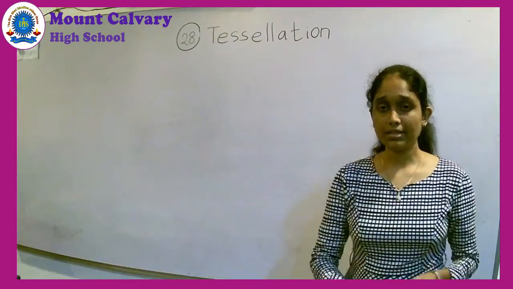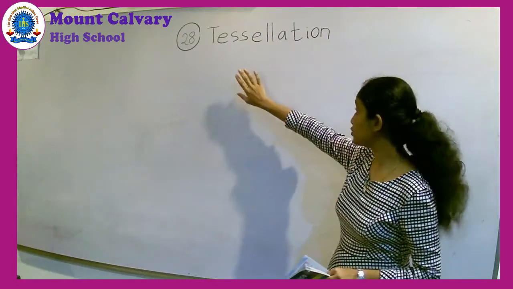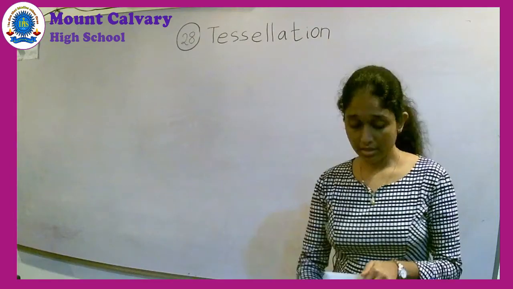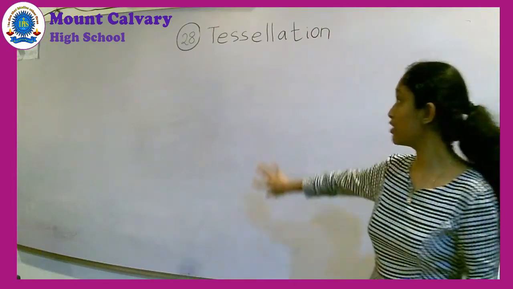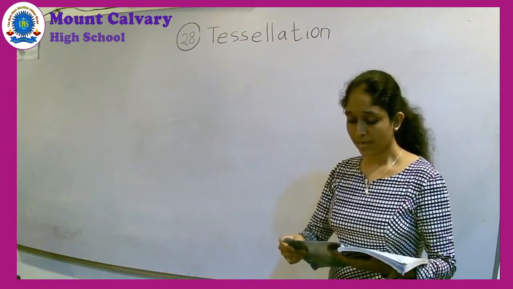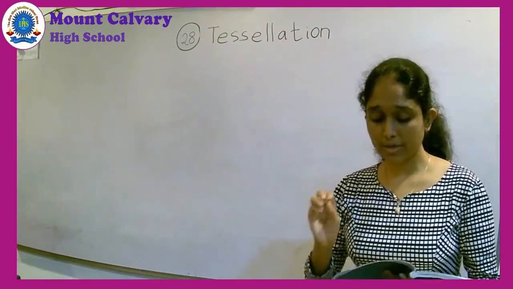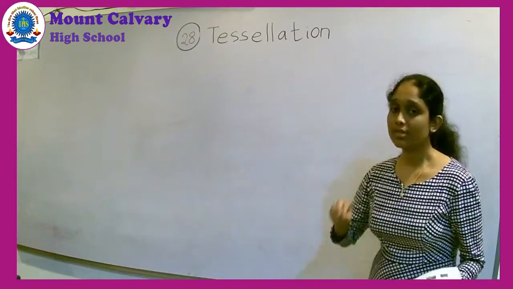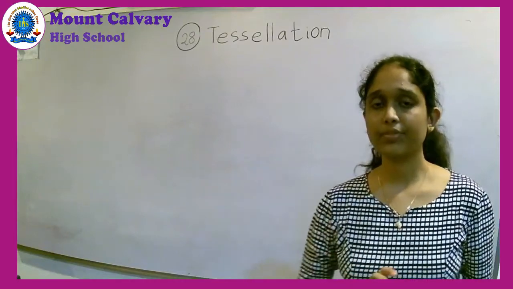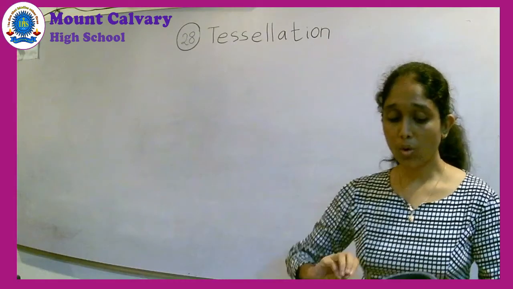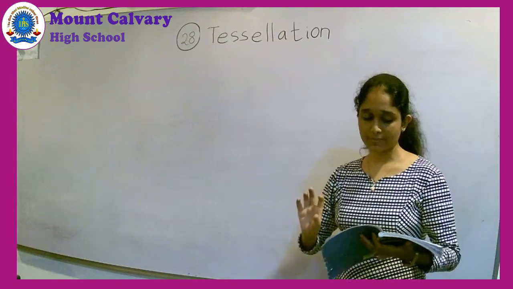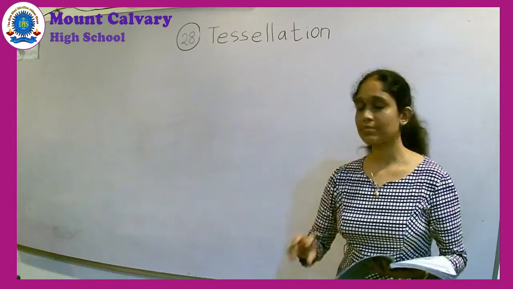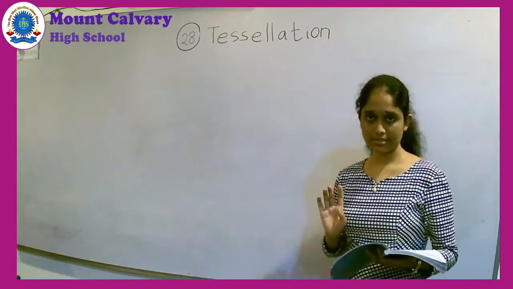But to be a tessellation, there is a condition. There are two conditions. The shapes should be closely fitted together without gaps or overlaps. That is the condition. I will show you the designs later. Closely fitted together, without gaps or overlaps.